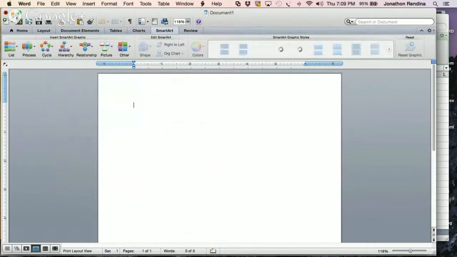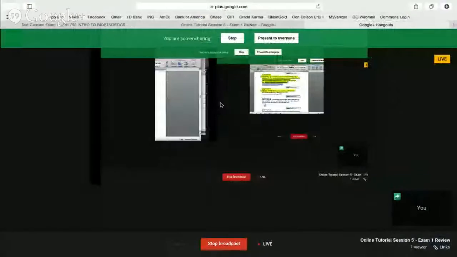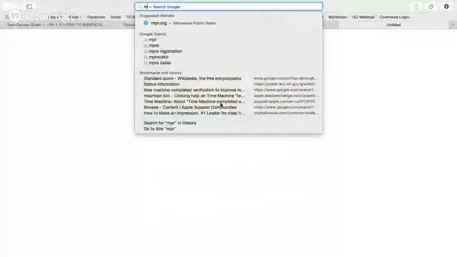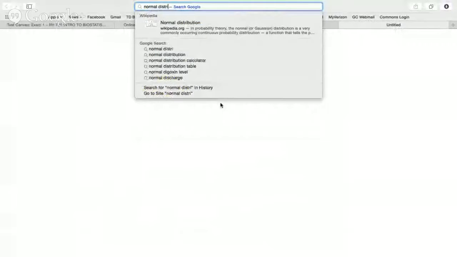Okay, never mind. So if we have a normal distribution, let me just look up an image of a normal distribution. That way it'll be easier for me. Or sorry, binomial distribution.